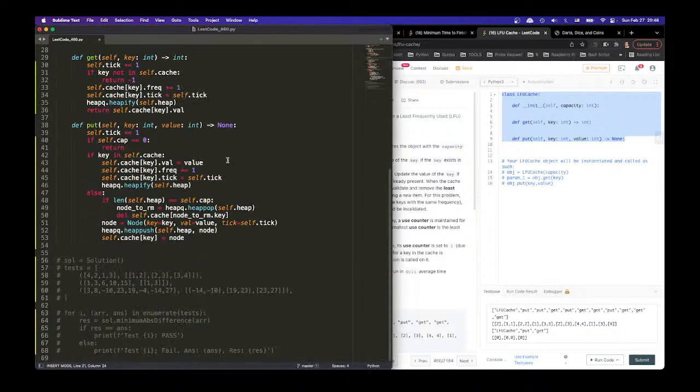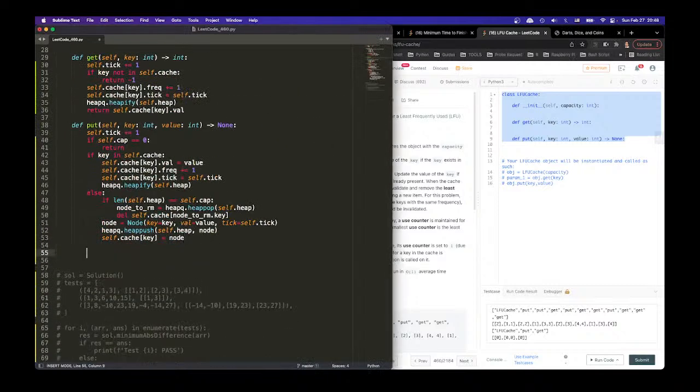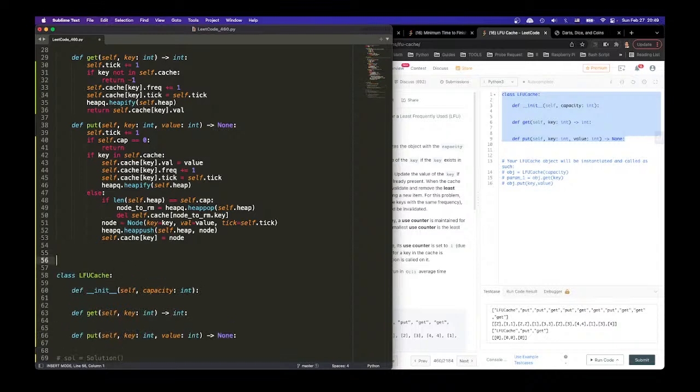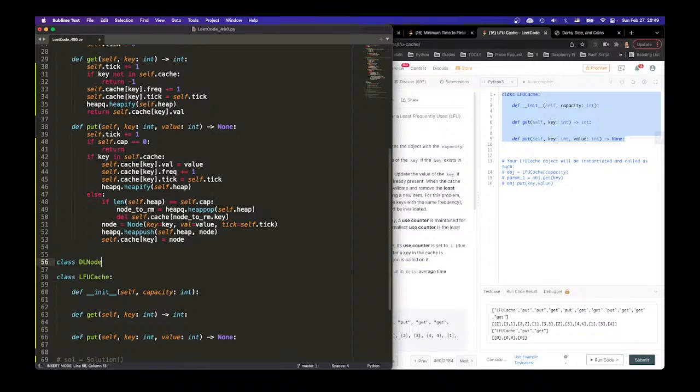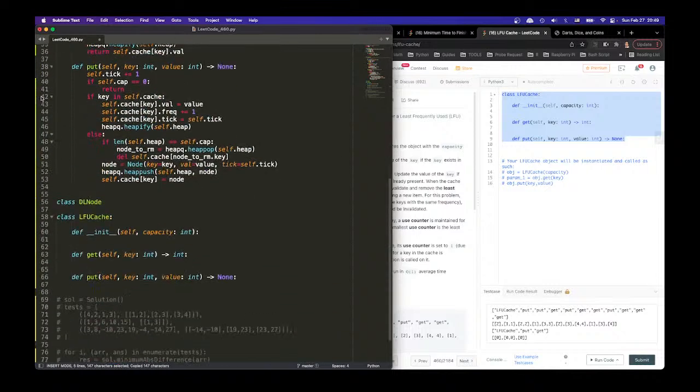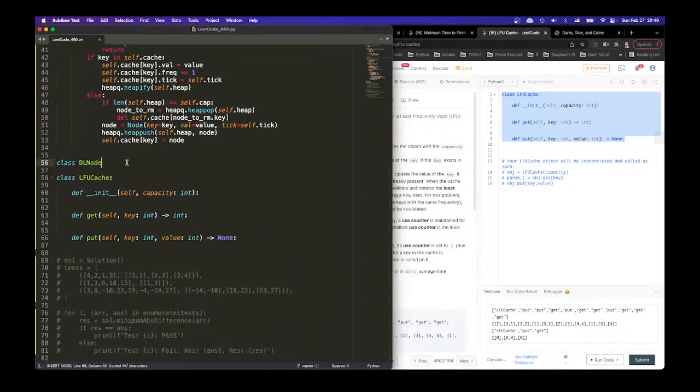Okay, so attempt number 2. To simplify it, what I think I need is a DL node, a doubly linked list node. So I have a DL node, which I'll just copy. Right, DL node object.